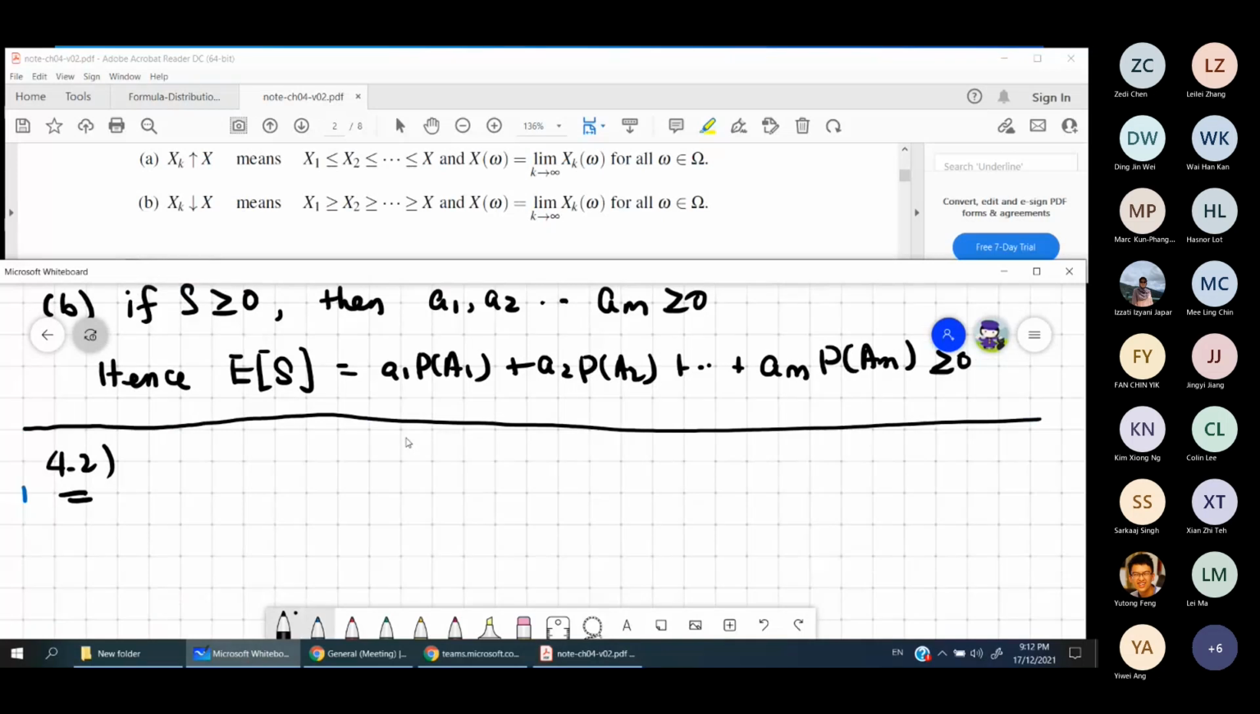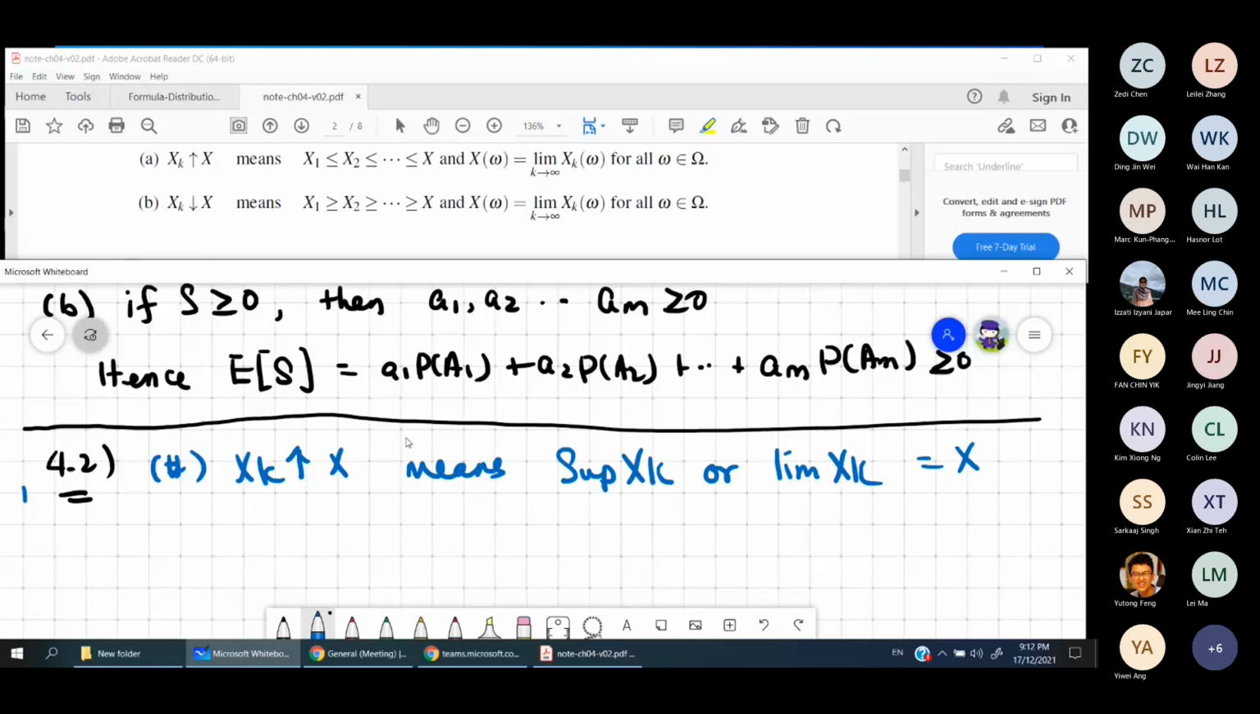Okay, so this is for 4.2. Just let me remark over here. When we put Xk going up to X, this actually means the supremum of Xk, or the limit of Xk, is equal to X. So these two are the same. Likewise, when we say Xk converges to X decreasingly, it means the infimum of Xk is equal to X. Okay, so take note of this.